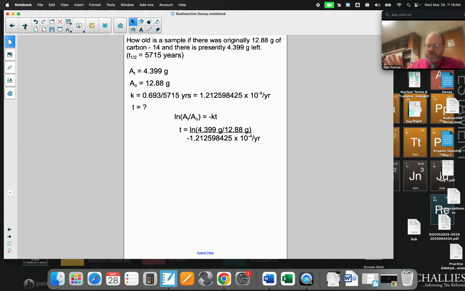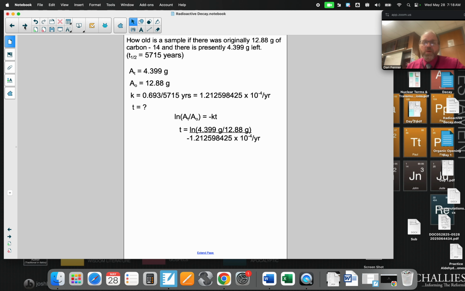Okay, let's go a little slower this time to make sure we got this down. Take your calculator, hit ln. You should see a parenthesis on there. 4.399 divided by 12.88, close parenthesis, equal. Divide by negative 1.212598425, EXP, 10 to the x, however the calculator reads it, negative 4, equal.